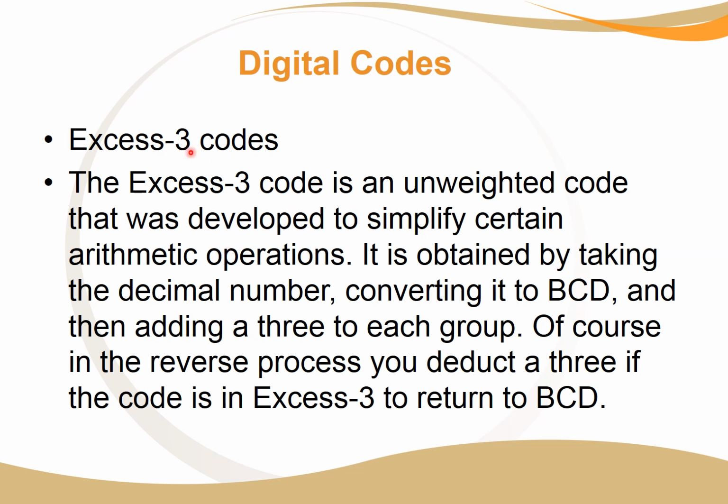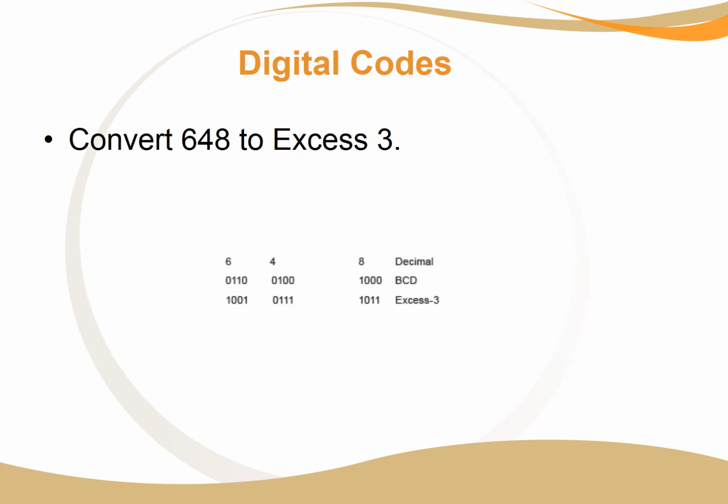So now we have XS3 codes. XS3 code is an unweighted code that was developed to simplify certain arithmetic operations. It is obtained by taking the decimal number, converting it to BCD, and then adding a 3 to each group. And of course, for the reverse, you just subtract 3 and then take the BCD decimal. So now we convert decimal 648 to XS3 code.